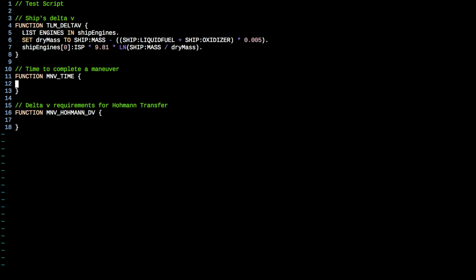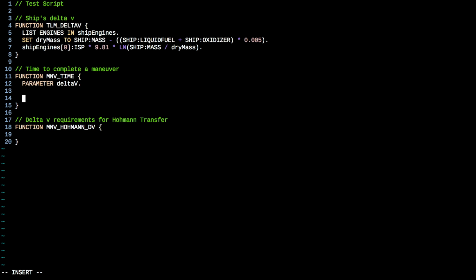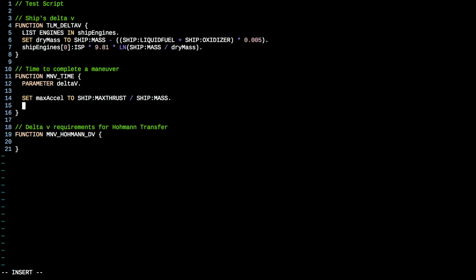So next, let's take a look at maneuver time. Because it takes some time to actually complete a burn, we want to operate on a particular delta V requirement. So if I need to change my velocity by a certain amount, how long is it going to take me to do that? Well, we can calculate our maximum acceleration by taking our maximum available thrust and dividing it by the ship's mass. So we'll say ship max thrust divided by ship mass. That's our maximum acceleration, which is great.